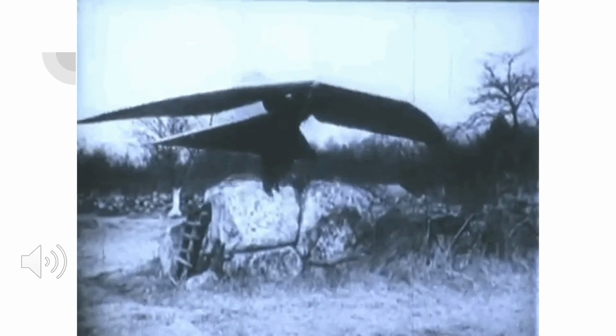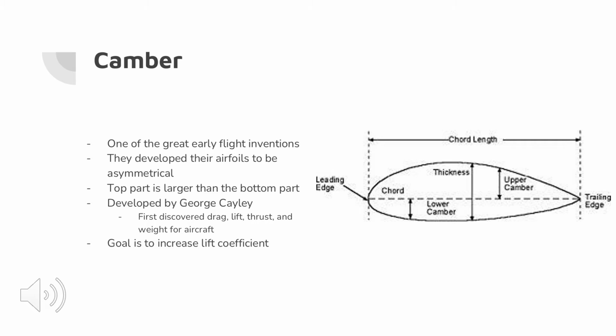Here is one of the Wright brothers' typical competitors. Our first major design invention is the camber. A camber makes the wing asymmetrical when looking at the cross-section because the top half is larger than the bottom half. This innovation, developed by George Cayley, is designed to increase the lift coefficient. It works because air moves faster over the wing, decreasing air pressure over the wing, increasing air pressure under the wing, thereby creating lift.